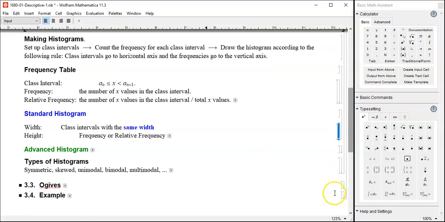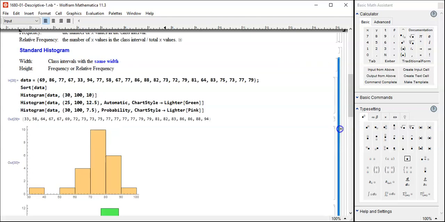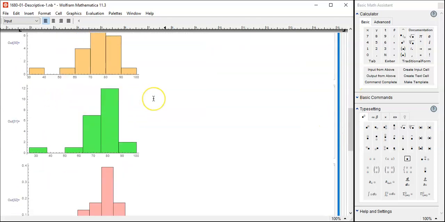Do we have time for advanced histogram? Looks like we do, so let's discuss it. So the standard histogram is given by class intervals of the same width. Same 10, same 12.5, same 7.5. Let me open those up again. Each rectangle has the same width.